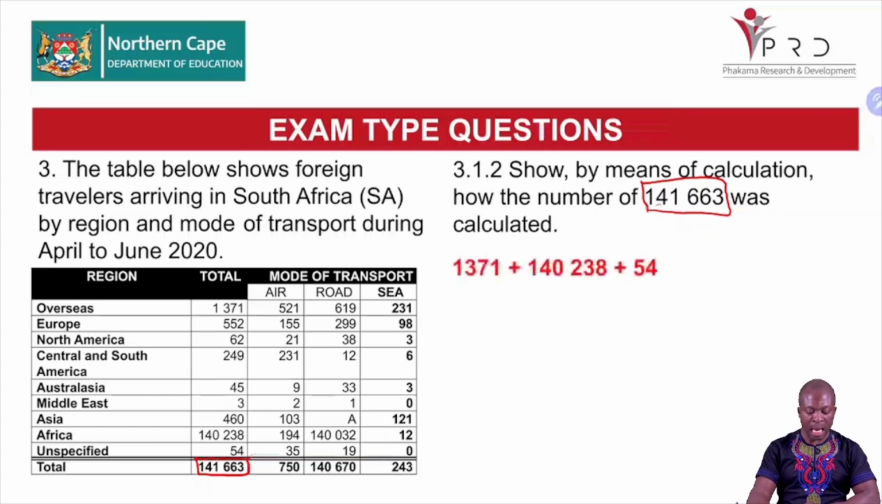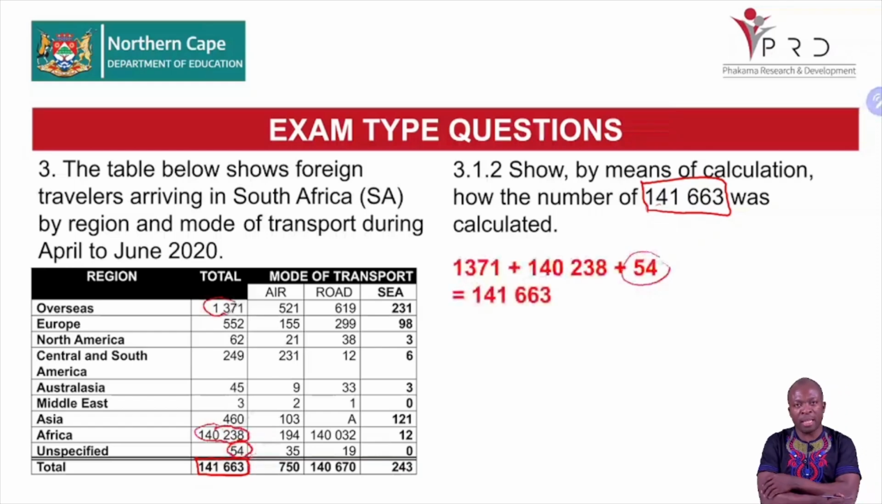Okay, so this is how they worked out the answer. We have 1,371, 140,000. You see, 140,000 there. These are the people from overseas, ne? Plus 54. Where is my 54? There, unspecified. Can you see these three numbers? Okay. When you put all together, you get it. So if you are not careful, you're going to add each and every one. And that becomes a problem.